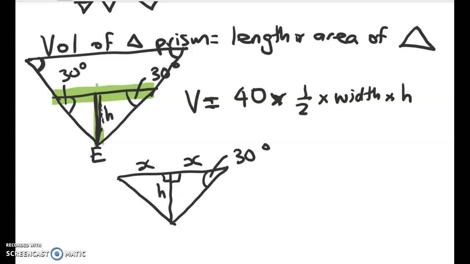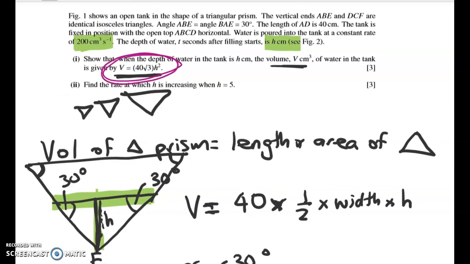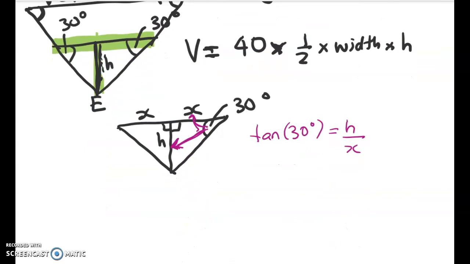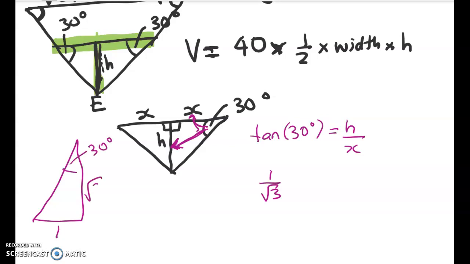So what can I say about the link between x and h? Well, let's go back to year 10 trig. This side is the opposite. This side is the adjacent. So we've got tan of 30 degrees is equal to h over x. Remember, we're trying to get to an expression which has just got h in it. So tan of 30 degrees is 1 over root 3. If you're having trouble remembering that, here's your special triangle: 1, root 3, and 2. Okay, so 1 over root 3 is equal to h over x.